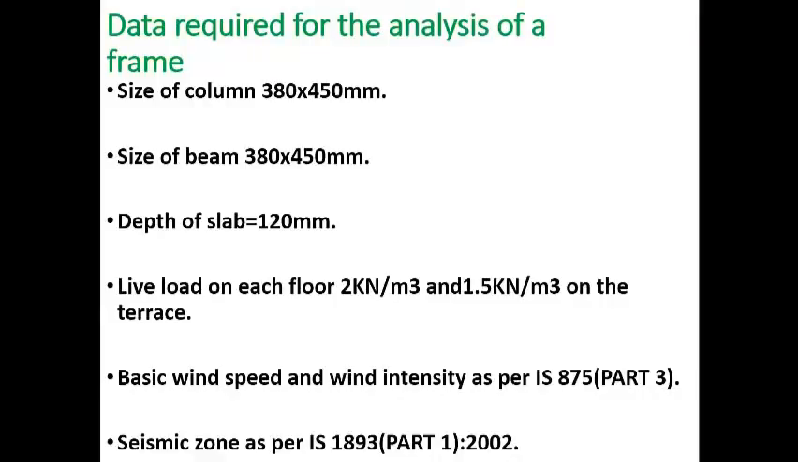Live load as per the codes is 2 kN per meter cube for the residential building and 1.5 kN per meter cube on the terrace. Basic wind speed and wind intensity are calculated as per IS 875 Part 3. Seismic load as per IS 1893 Part 1.